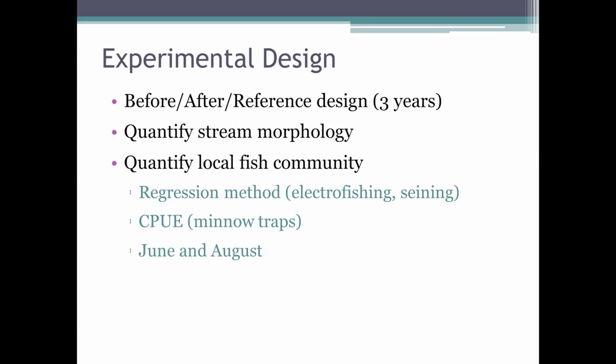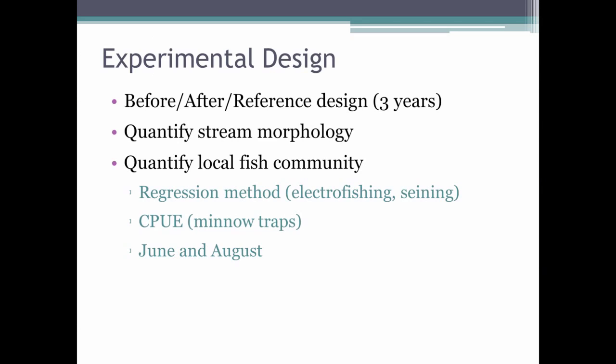So what did we do? One of the first things we did was basically use all the standard measures for quantifying stream morphology. So we looked at temperature, pH, size of pools, depth of pools, riffle to run ratios, sinuosity, those sort of measures. We made all those standard measures at both those sites before and after.